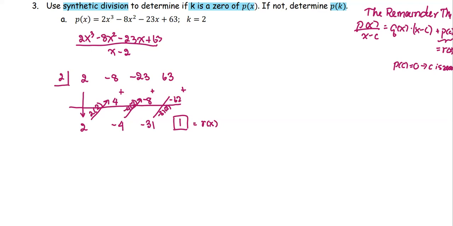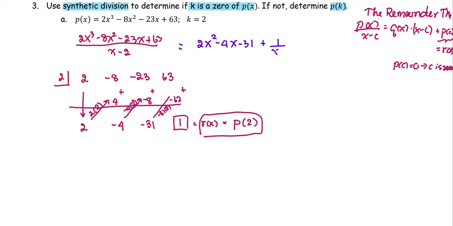And by the remainder theorem, this is the value of the polynomial at the c, which is 2. Another way we can rewrite this is 2 times x to the second minus 4 times x minus 31 plus the remainder 1 divided by x minus 2. So this is the quotient q(x), this is the r(x), and this is the d(x), or the divisor.